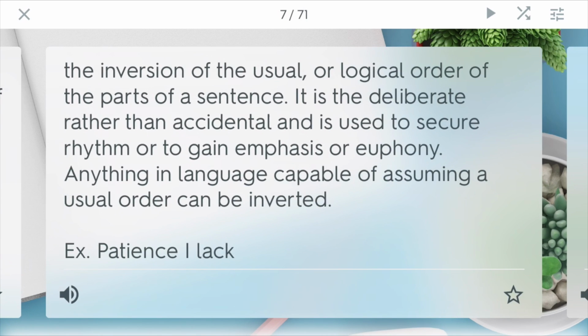Anastrophe is the inversion of the usual or logical order of the parts of a sentence. It is deliberate rather than accidental, and it's used to create a rhythm or to secure emphasis or euphony, which is a good sound. Anything in language capable of assuming a usual order can usually be inverted. So patience I lack is an inversion of the phrase I lack patience.